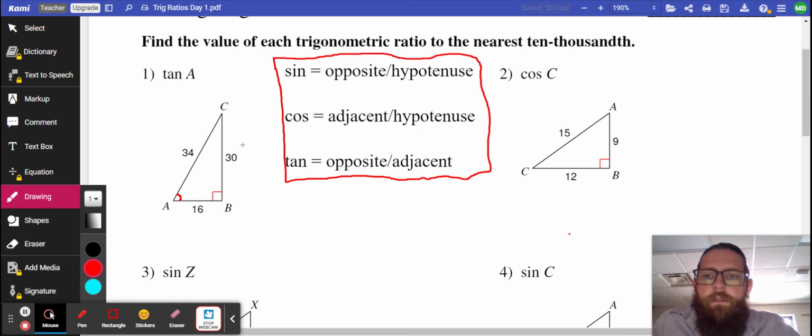So I need to take two of these numbers and divide them, and I know because it's tan, or tangent, I will divide the opposite by the adjacent. So the opposite is 30 and the adjacent is 16. So my answer to this, what is the tangent of A, will be 30 over 16.